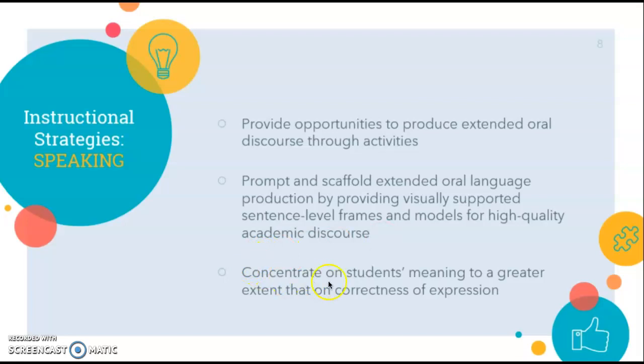Number 3, we have concentrate on students' meaning to the greater extent rather than on the correctness of the expression. So level 3s really prefer to stick to pre-identified aspects rather than having you focus on detailed corrections. So whenever you're providing feedback, making sure that you're referencing something that you've been over in the past, rather than just being nitpicky, and the feedback is going to be really important.